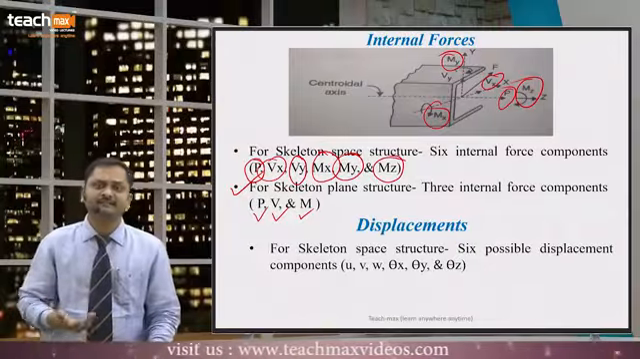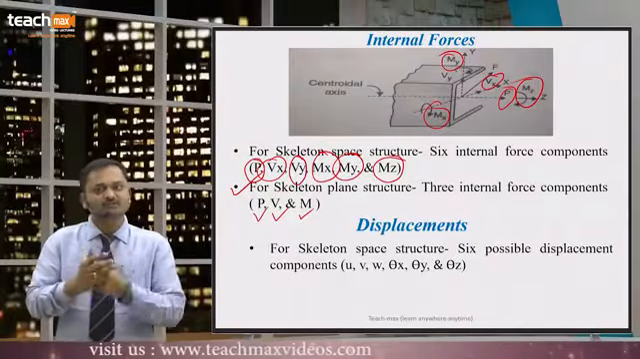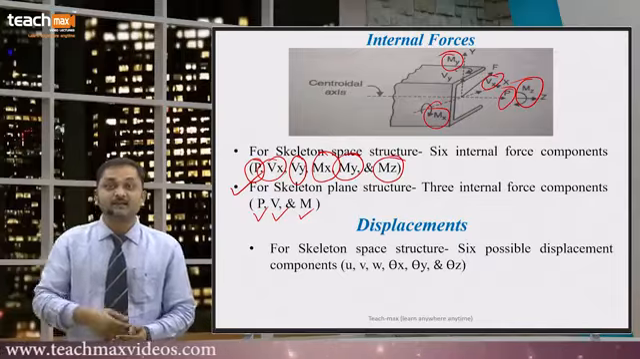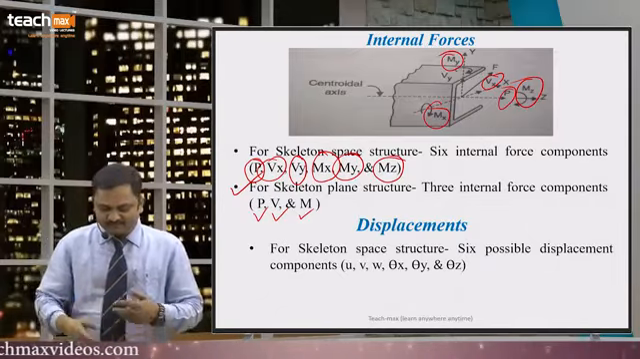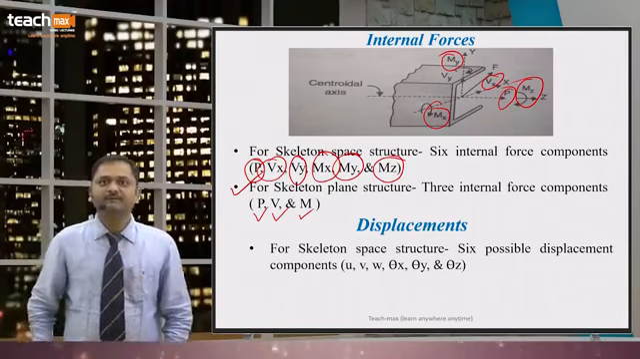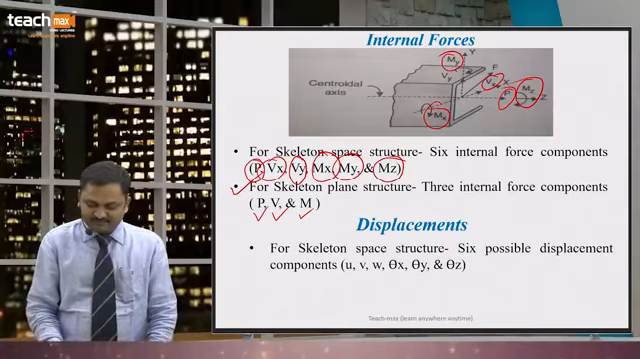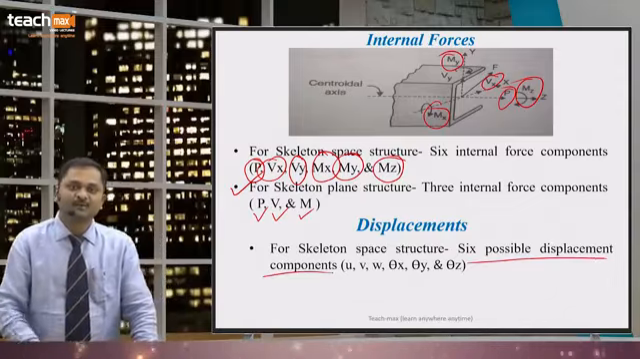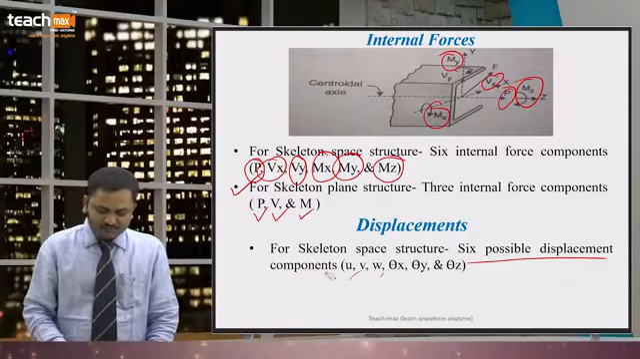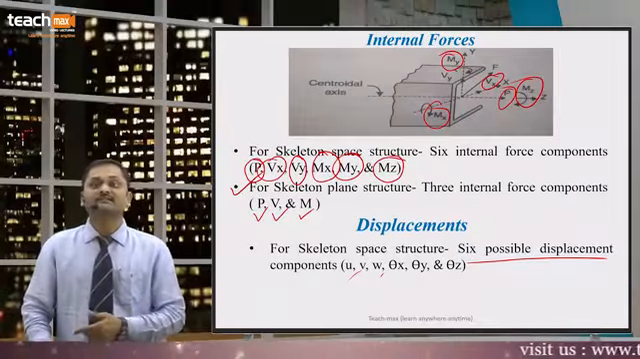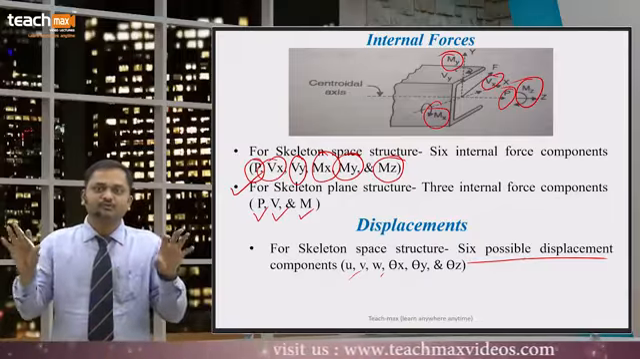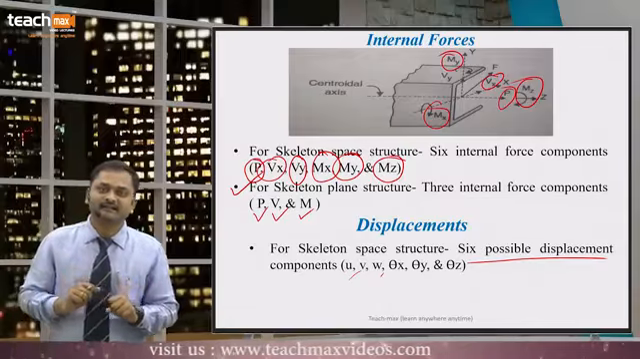Let us move to the next, displacement. These two keywords are very important. Internally we understand which internal forces are developed, right? Now let us see displacement. Displacements are totally related to the exterior or external behavior of the structure. For a skeleton space structure, six possible displacement components are there. Which are they? U, V, W. What is this U, V, W? U, V, W are the translations along the x, y and z directions. See, displacement we can divide into two parts: one is translation and the second is rotation.